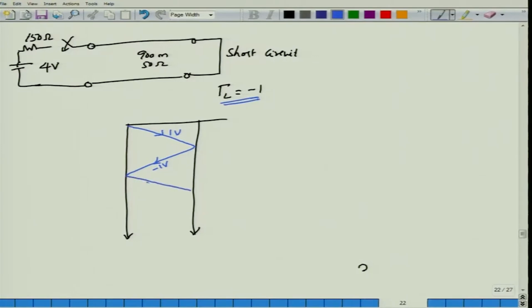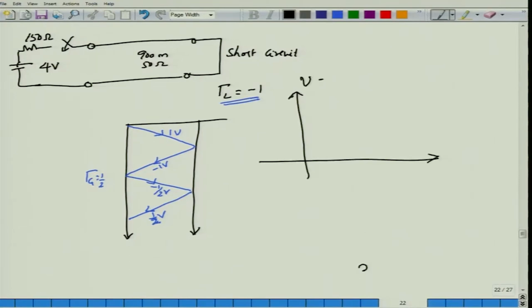There will be one more reflection from the generator side, because gamma G is half, so the reflected voltage is minus half volt, and there will be a further reflection from the load side, which would be half volt. The sign here has become negative because gamma L is negative. So let us now plot and see what kind of voltage we would see.